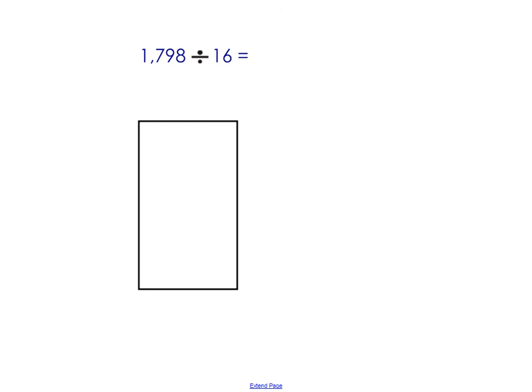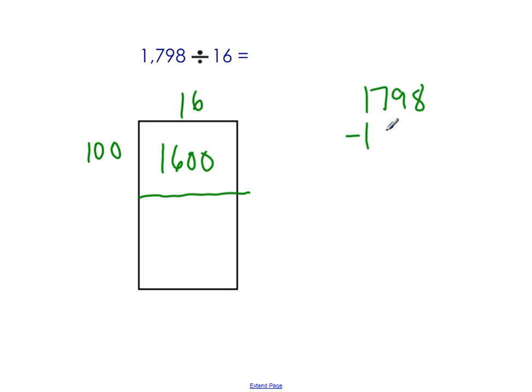Next, I'm going to do this last one, 1798 divided by 16. 16 is our divisor we'll be using. So I want to think, how many 16s make close to 1798? Well, if I did 100 of those, that would be 16 times 100, which is 1600. And I'll subtract that from 1798, and I have 198 left over.